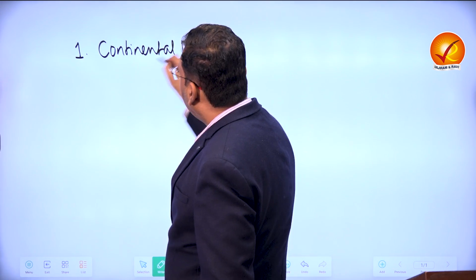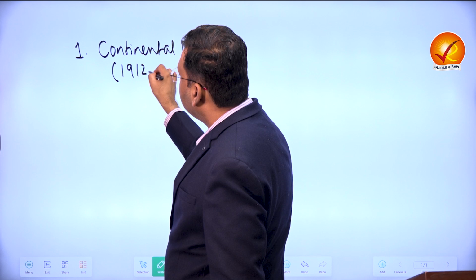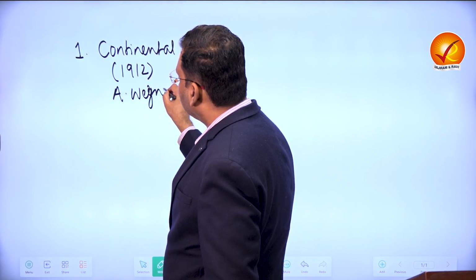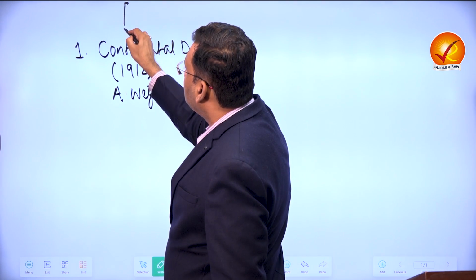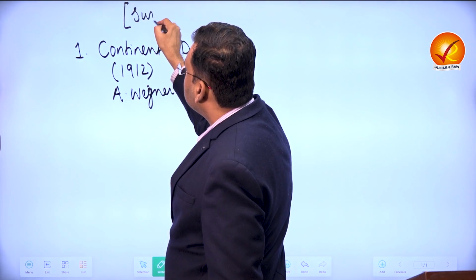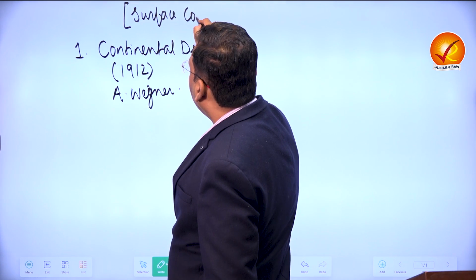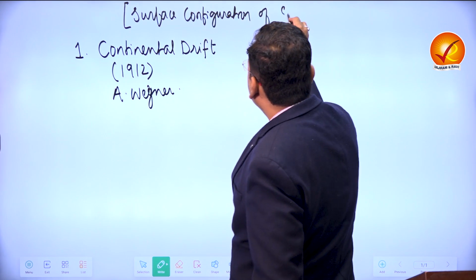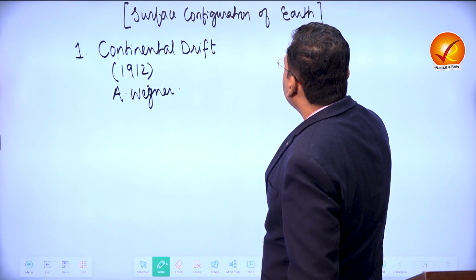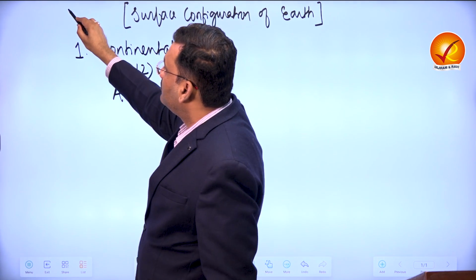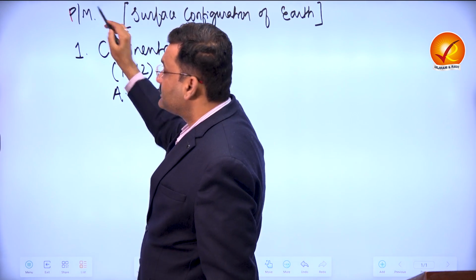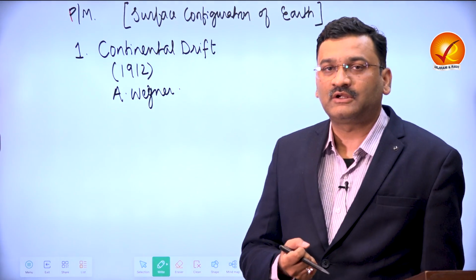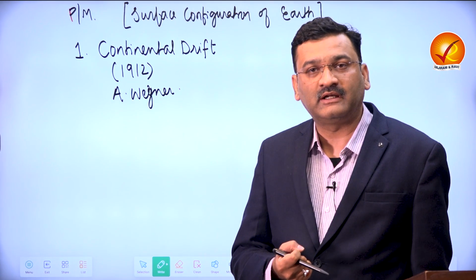Continental drift was published in 1912, and this was given by Alfred Wegener. So we are studying about the topic here, the surface configuration of Earth, and this topic is important for both prelims and mains. So the first concept in surface configuration of the Earth is the theory of continental drift.